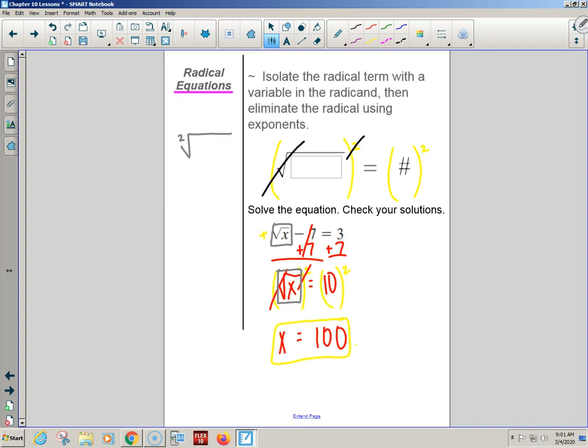If we had a cube root, we would just need a cube to undo it. If we had a fourth root, we would need a fourth power. That's kind of what the words are saying. But in our context, we're going to have square roots, and we just have to undo them with squares.